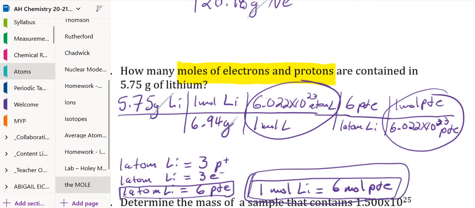I can just say 1 mole is equal to moles of whatever you're counting. But if you don't remember that relationship, or it doesn't feel concrete enough, it's not going to cost you more than 30 seconds to multiply by Avogadro's number and divide by it. You should do it the way that makes the most sense to you. Okay?